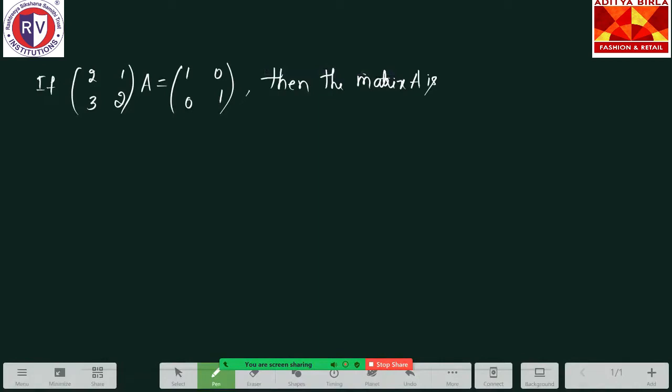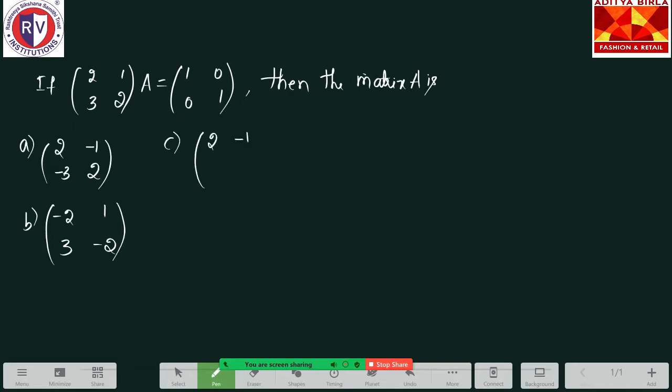Okay, there are 4 options given. Option A is 2, minus 1, minus 3 and 2. Option B, minus 2, 1, 3 and minus 2. Option C is given to be 2, minus 1, 3, 2, and option D is the matrix 2, 1, 3, 2. These are the 4 options given. Okay, so we are supposed to find out A.